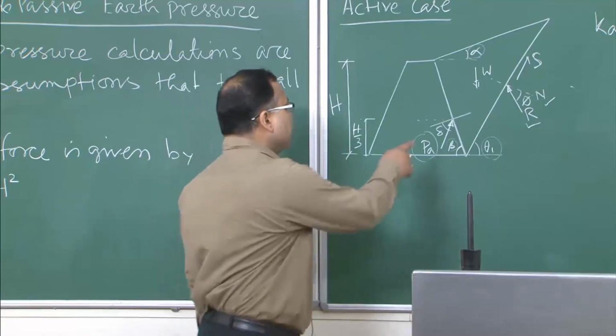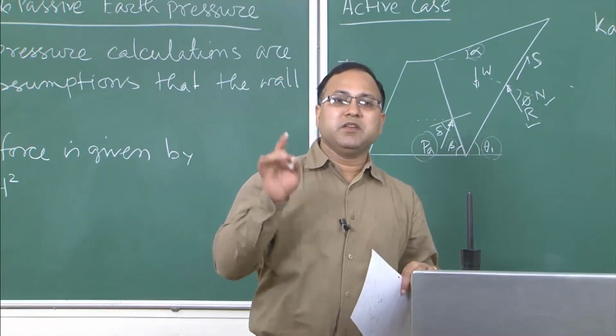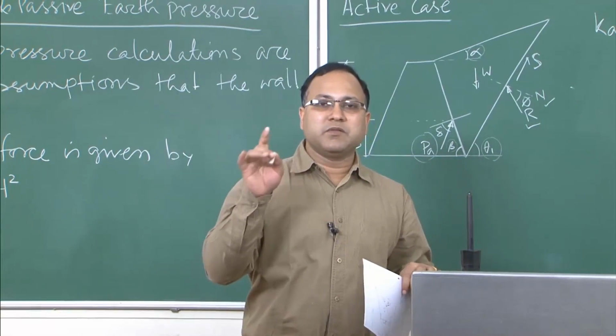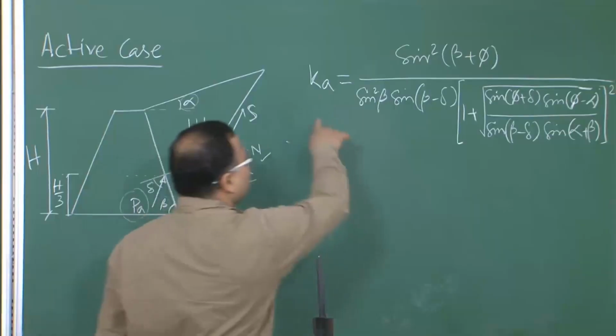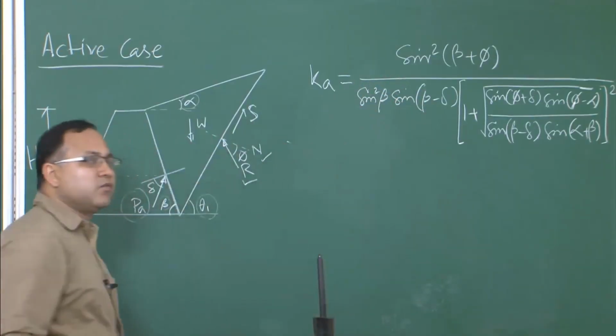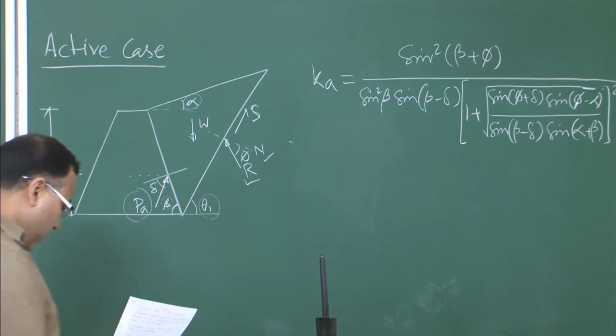But if delta is not 0, that means if the soil-wall interface friction is not 0, then in that situation the active earth pressure coefficient must be calculated from Coulomb's analysis, and that will take the form like this. Okay.